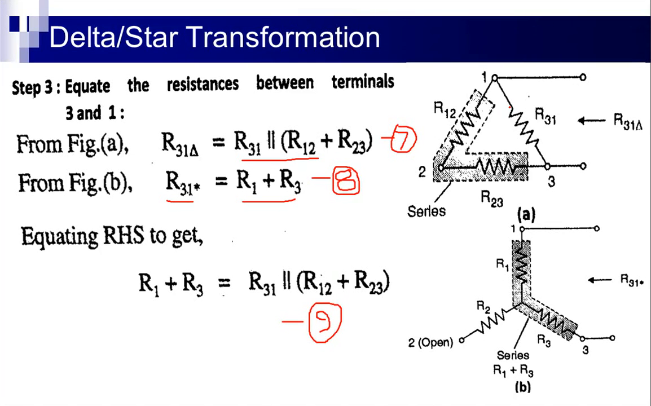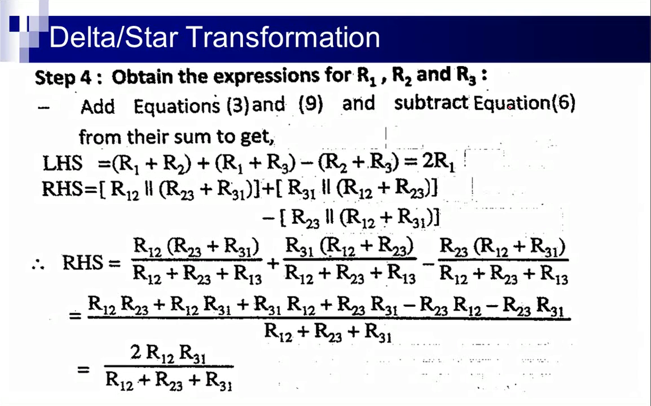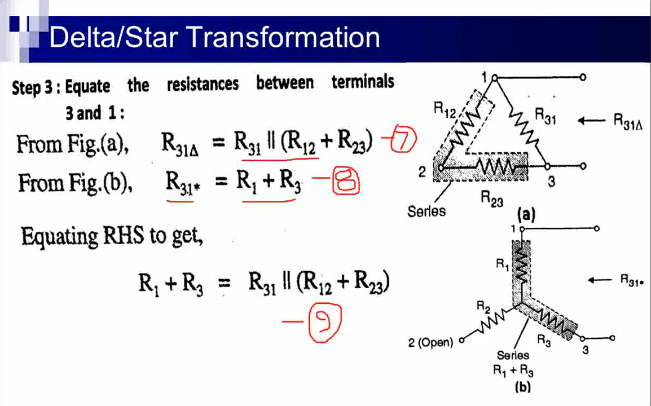So step 4. Now we have to obtain the expression for R1, R2 and R3. We have to find out the equivalent values for this star connection having the resistances R1, R2 and R3. When we connect from delta to star, we need to find the values of R1, R2 and R3, and that is why we did all this procedure.